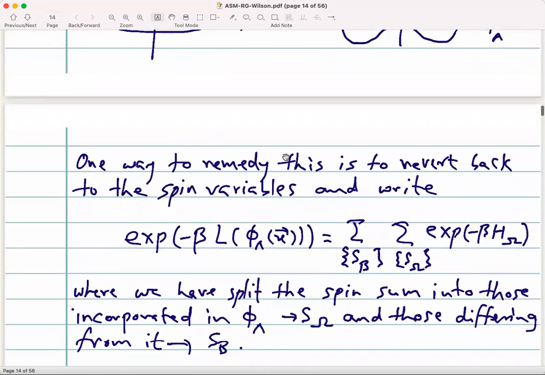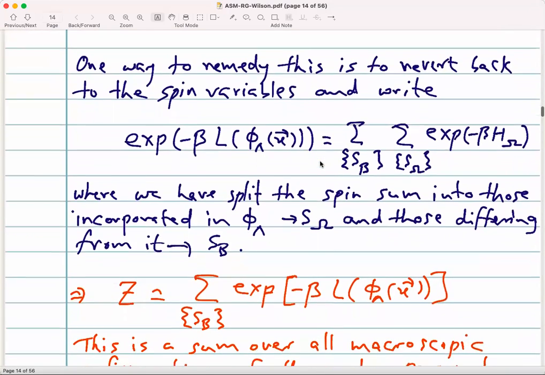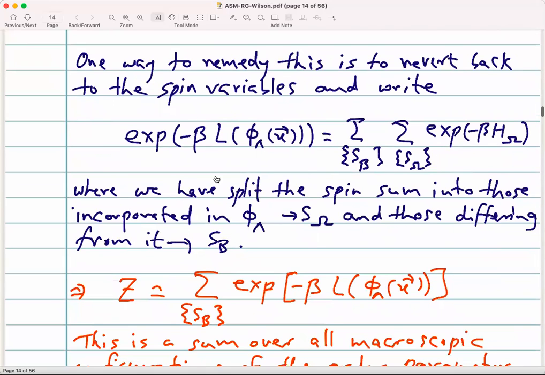So the way to remedy this is to actually revert back to the spin variables and ask how you would do blocking in the spin system such that the free energy of the system continues to be a convex function. Okay. So what we'll do is go back from the Landau-Ginzburg degrees of freedom to the spin degrees of freedom, and while doing that, we will say that the order parameter that has been defined in the Landau-Ginzburg model is defined over a block.